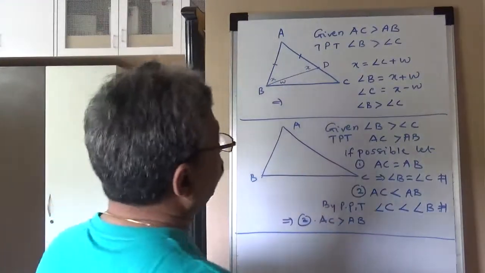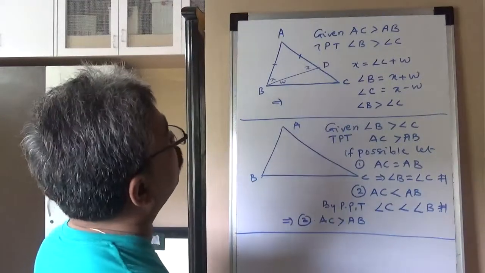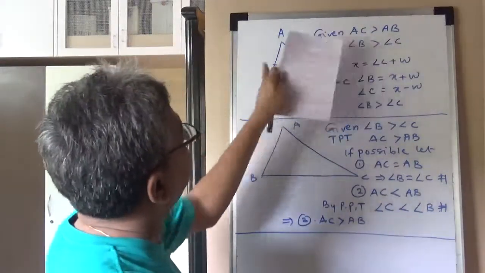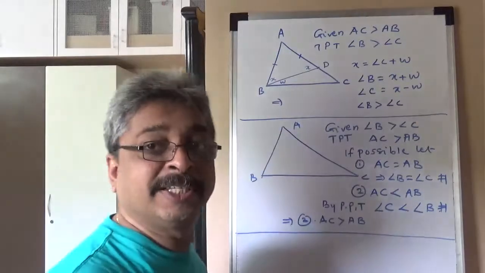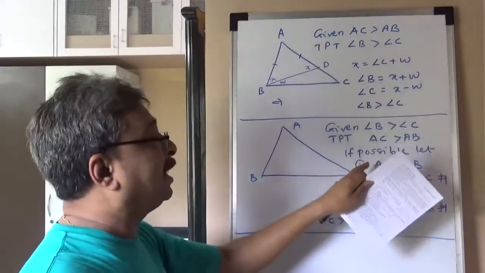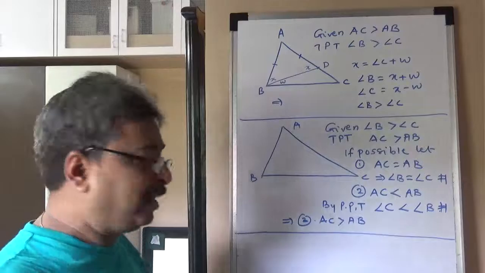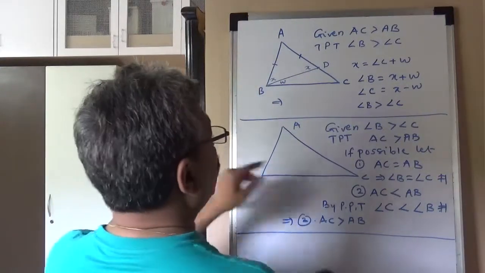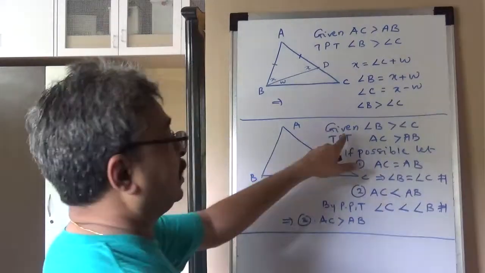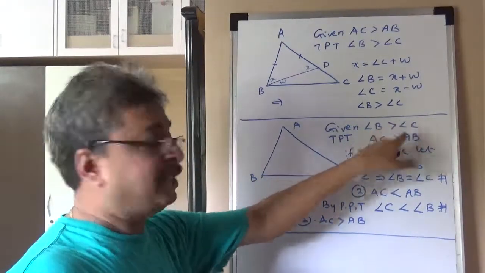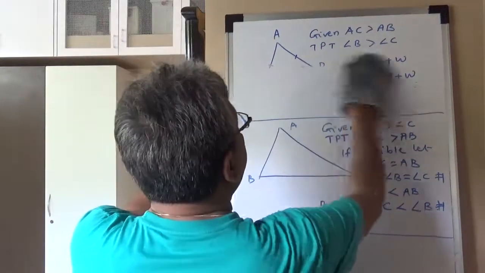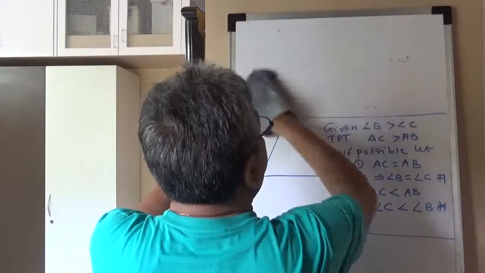Let us look at those consequences also, because here the side was given to us and copying a side is easy, we can chase angles. But if the angle was given first, how do we go about copying an angle? Let us check that. So what we are going to do now is, given B greater than C, prove that AC is greater than AB without using the original theorem.